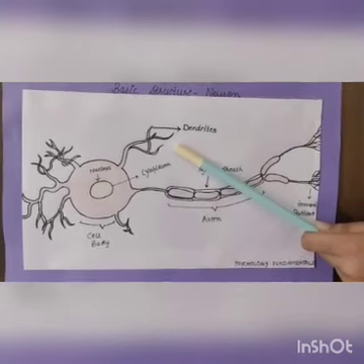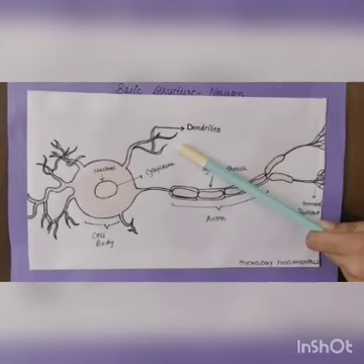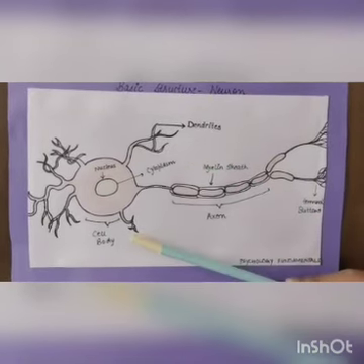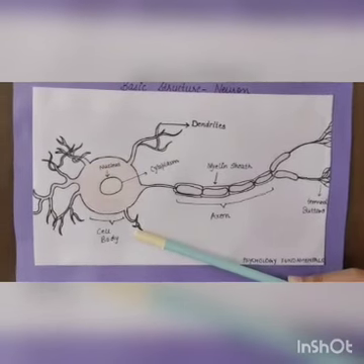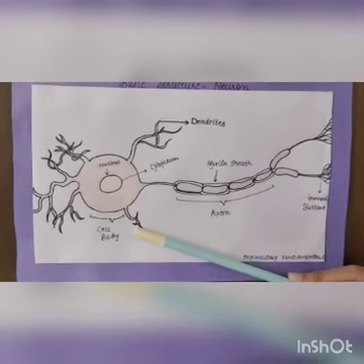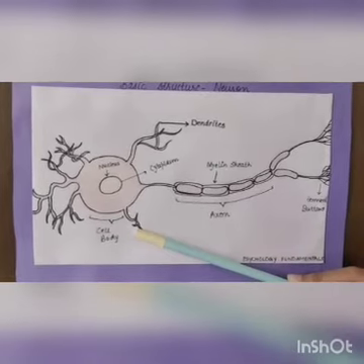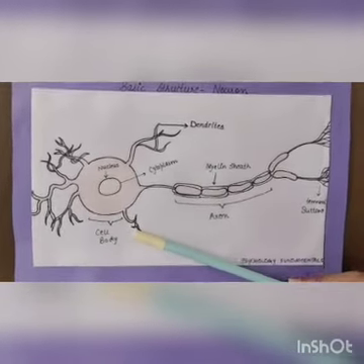Next we are going to talk about the soma, which is another name for the cell body of the neuron. Now the cell body will contain all the structures that are common to all types of living cells. It will contain the nucleus and the cytoplasm.